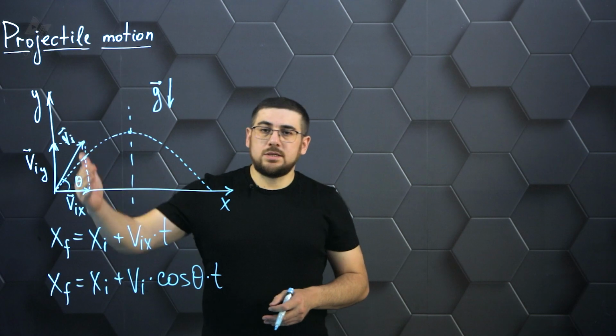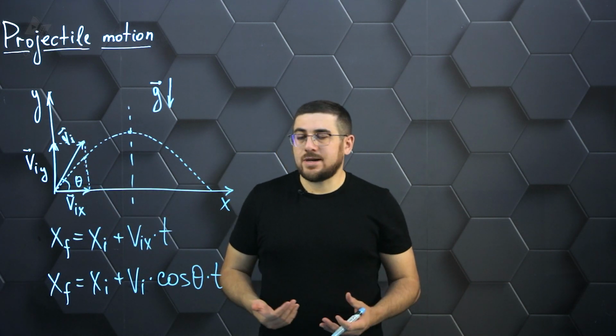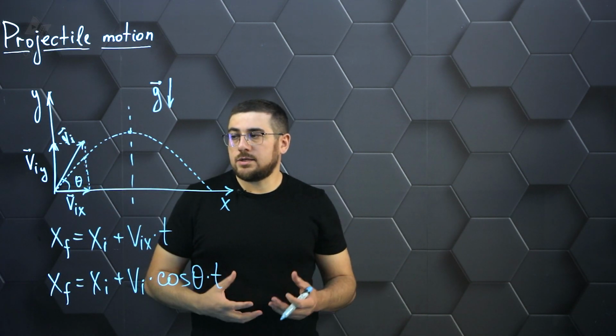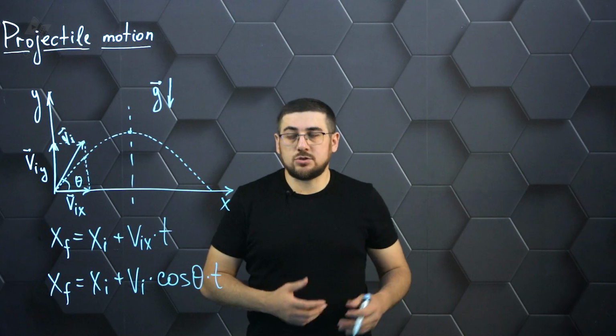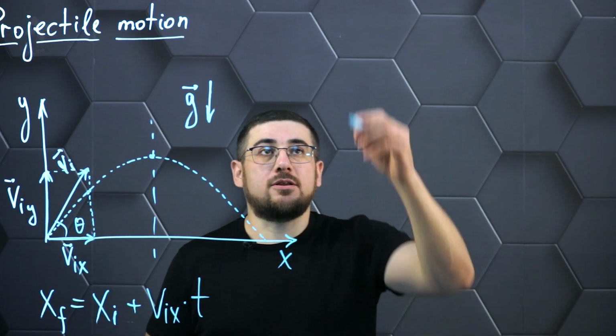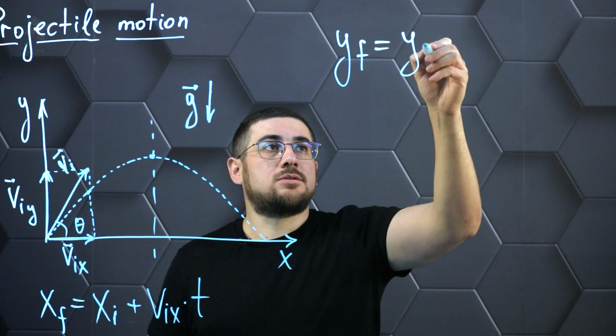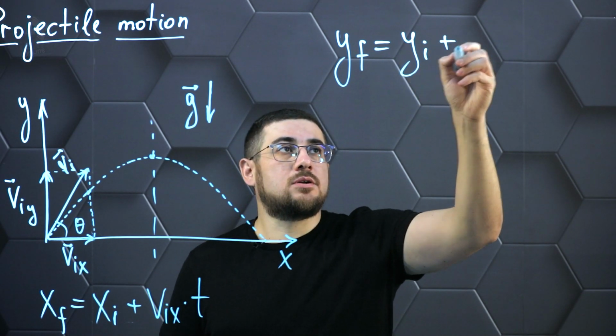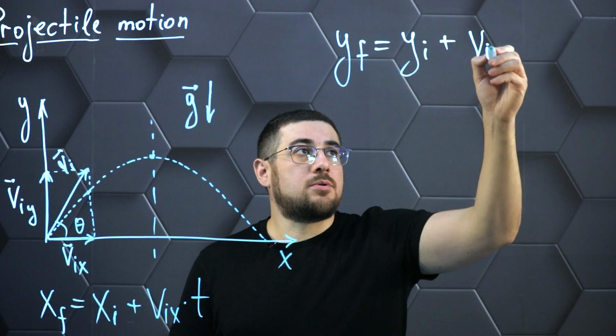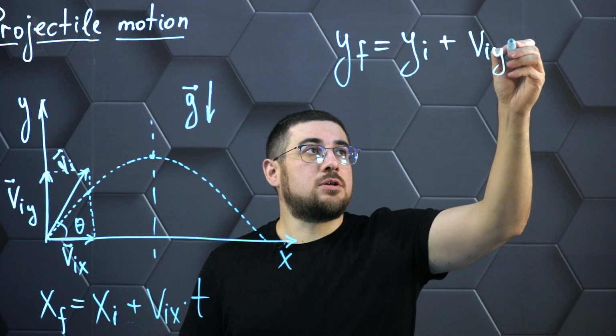What happens to the motion along the y-axis? We will define the value of the final coordinate along y from the point of view of the equation of uniformly variable motion. Let's write down this equation. The final coordinate on the y-axis is the initial coordinate on the y-axis plus the projection of the initial velocity on the y-axis times the time of motion.